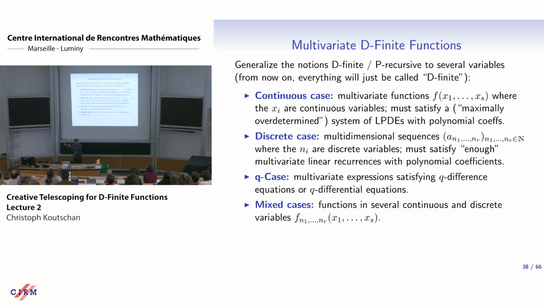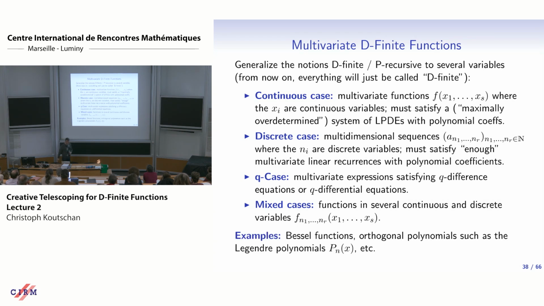We have already seen the example of the Legendre polynomials, but this works in very general settings, where you have something that depends on certain discrete variables and on certain continuous variables. So then you have mixed differential difference equations that these functions satisfy. And if certain additional conditions apply that I will show on the next slide, then we talk again about D-finite functions. And so examples are all these special functions that were already alluded to in previous parts of this lecture.